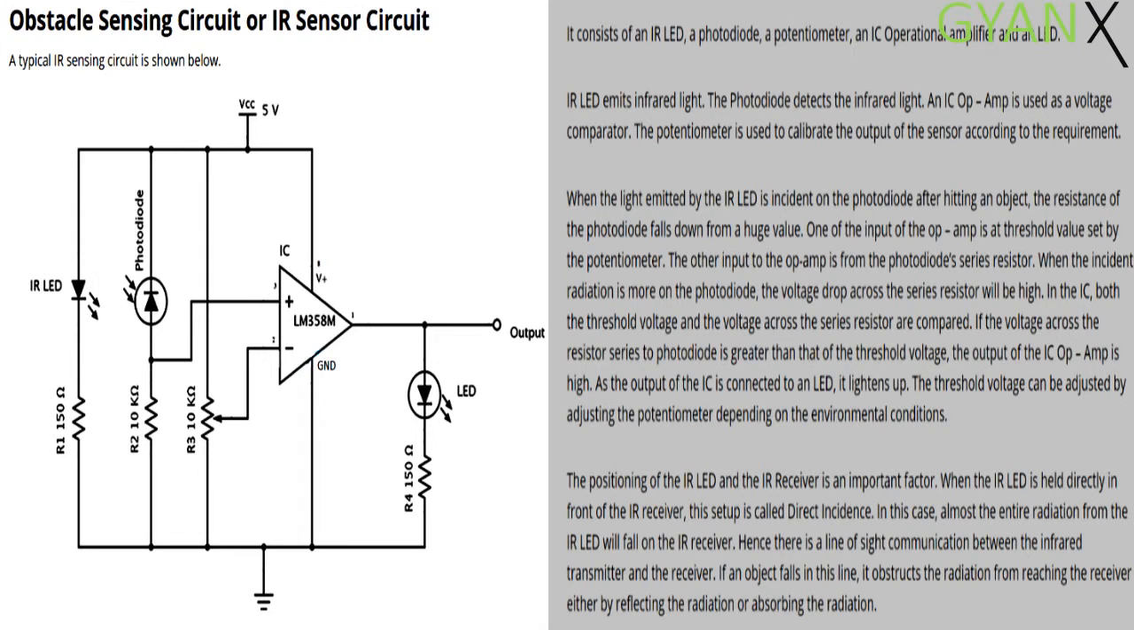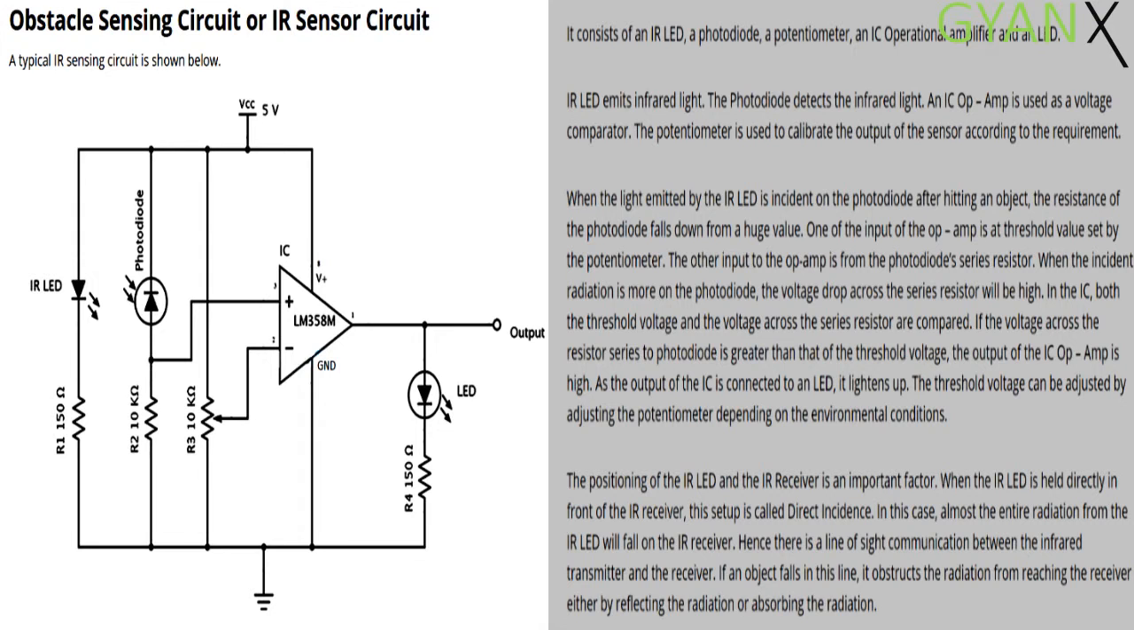In the IC, both the threshold voltage and the voltage across the series resistor are compared. If the voltage across the resistor in series with the photodiode is greater than the threshold voltage, the output of the IC op-amp is high. As the output of the IC is connected to an LED, it lights up. The threshold voltage can be adjusted by adjusting the potentiometer depending on the environmental conditions.